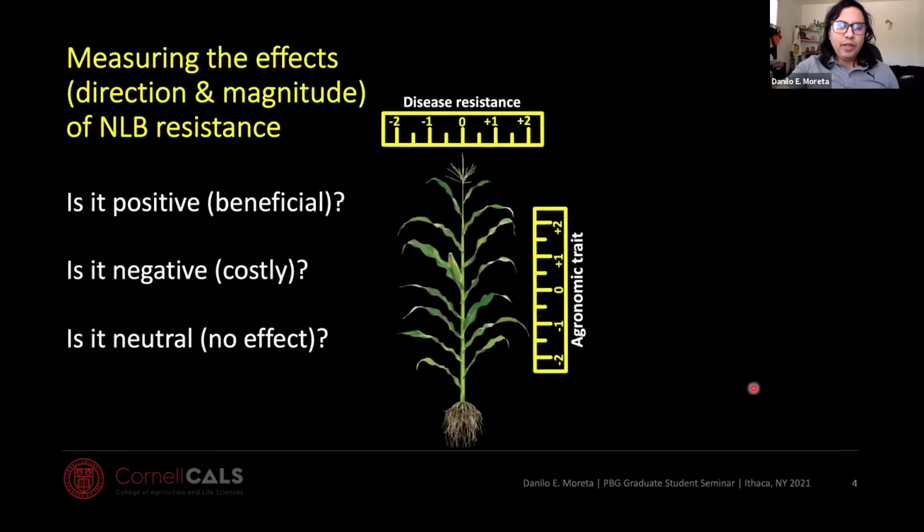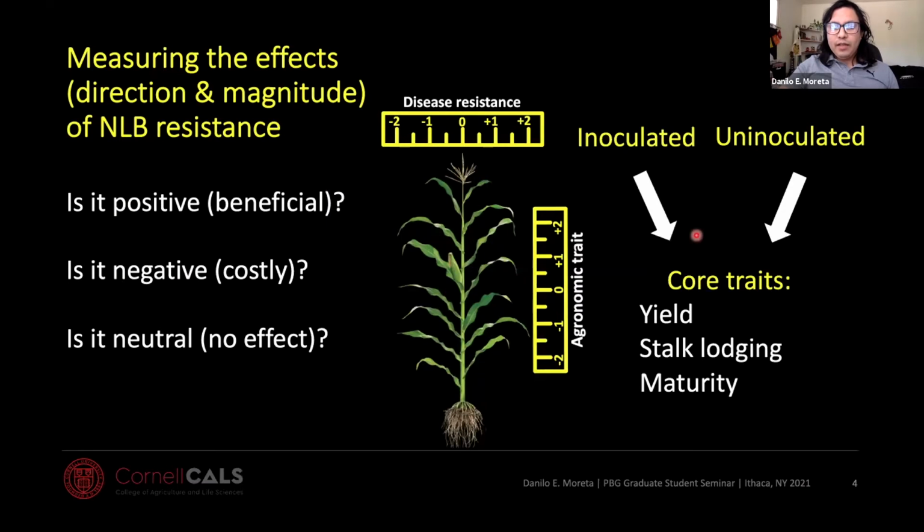Since we already know that the effects of disease resistance are variable and are case specific, I am focusing on three specific or overarching questions to measure the direction and magnitude of the potential effect of NLB resistance specifically. That is, is it positive, is it negative, or is it neutral?